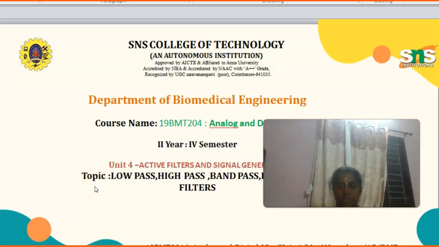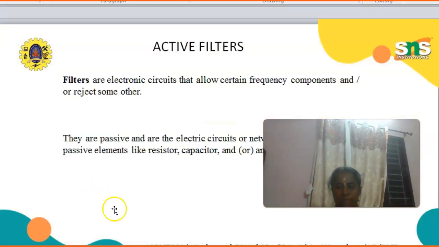The filters. So filters are nothing but they remove the unwanted signals present in the digital signal. There are many types of filters. Out of these, the basic need for the biomedical signal is what? Low pass filter, high pass filter, band pass filter.